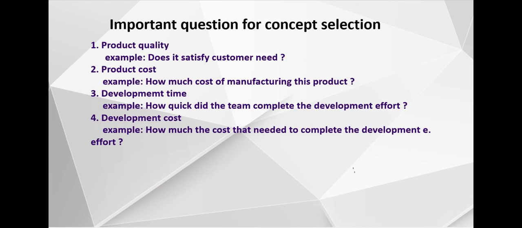There are questions that we need to think about before we choose the product. Firstly, product quality. For example, does it satisfy customer needs? Second is product cost. For example, how much does it cost to manufacture this product? Third, development time. For example, how quickly did the team complete the development effort? And fourth, development cost. For example, how much does it cost to complete the development? Those are the questions we need to think about before we choose the best product.